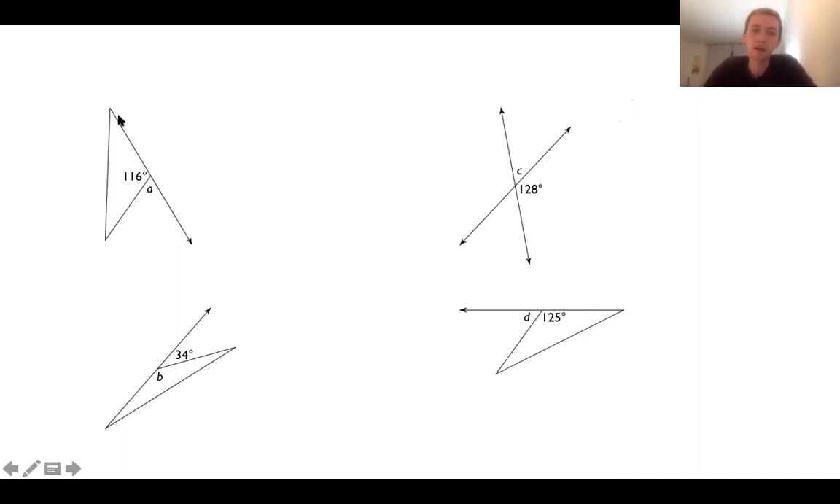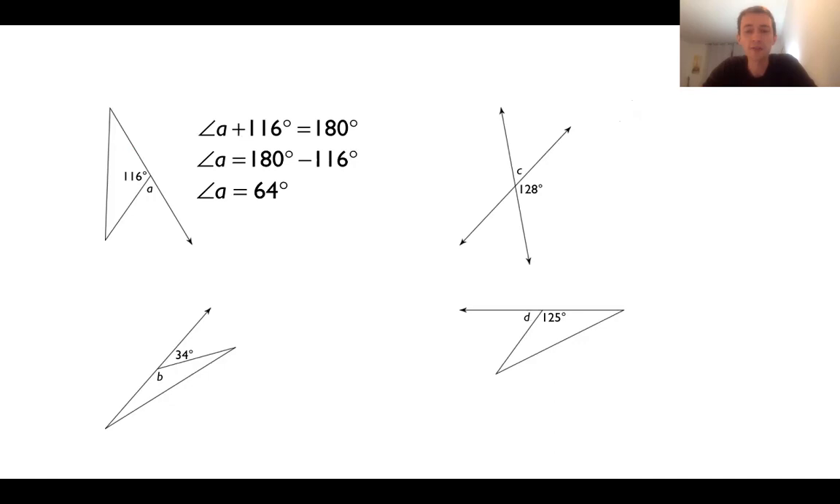Here, I've got a straight line and an angle being made, two angles: 116 and the other one I'm calling A. I know there's some weird triangle stuff going on here, but you don't need to worry about that. That does not affect what we were talking about. We've got a straight line, 116, and whatever that is. If you remember, a straight line is 180. 116 plus something must get me to 180. So you can work out that the value of A must be 64 degrees.